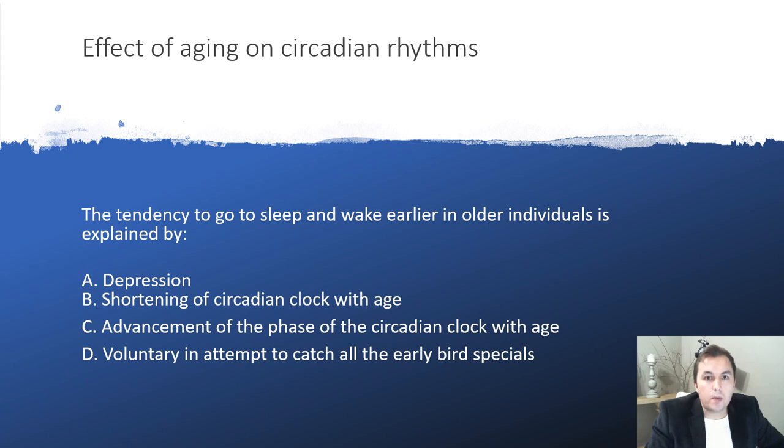So here's a question about aging on circadian rhythms. The question is, the tendency to go to sleep and wake up early in older individuals can be explained by which mechanism? And the answer is the advancement of the phases of the circadian clock with age.